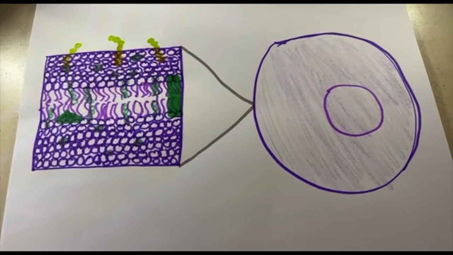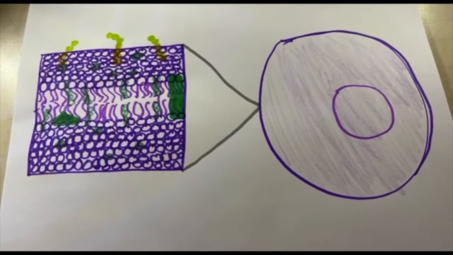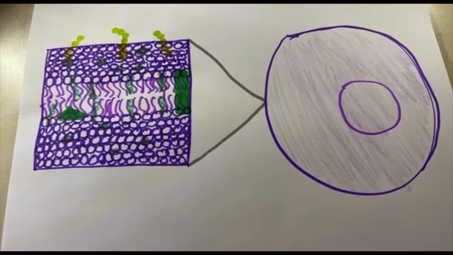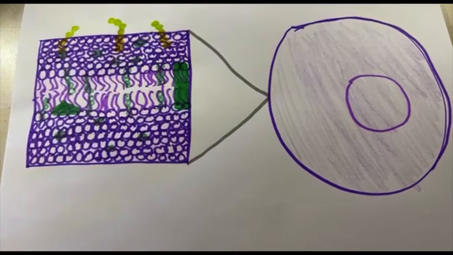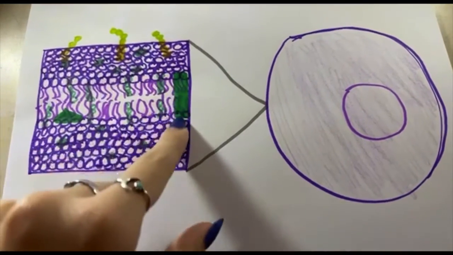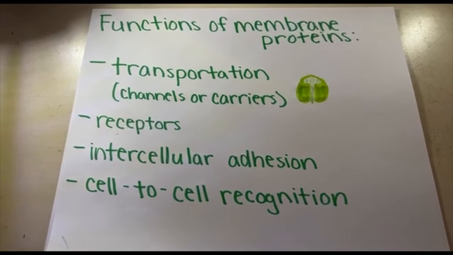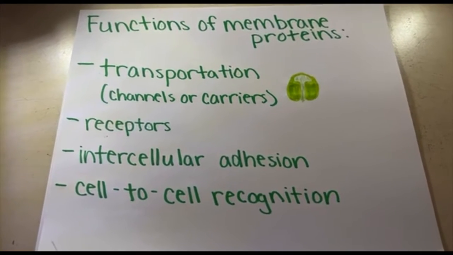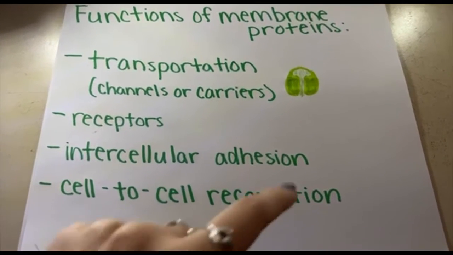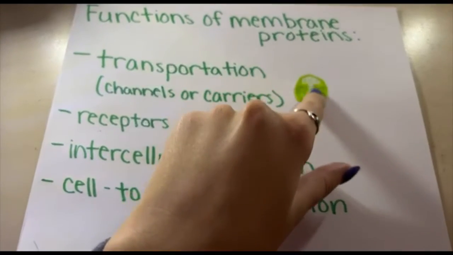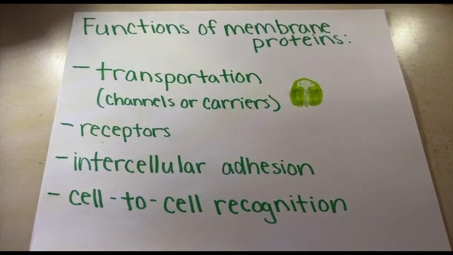There are integral proteins and peripheral proteins, and that just describes where the proteins are. So peripheral proteins are on the outside, that is represented by this one right there, and integral proteins are built into the membrane, which would be represented here. Some functions of the proteins are transportation. There are channel proteins and carrier proteins. So a channel protein has a hole to let things pass through. This would be an example. It would pass through here, and the carrier proteins change the shape of things to let them through.